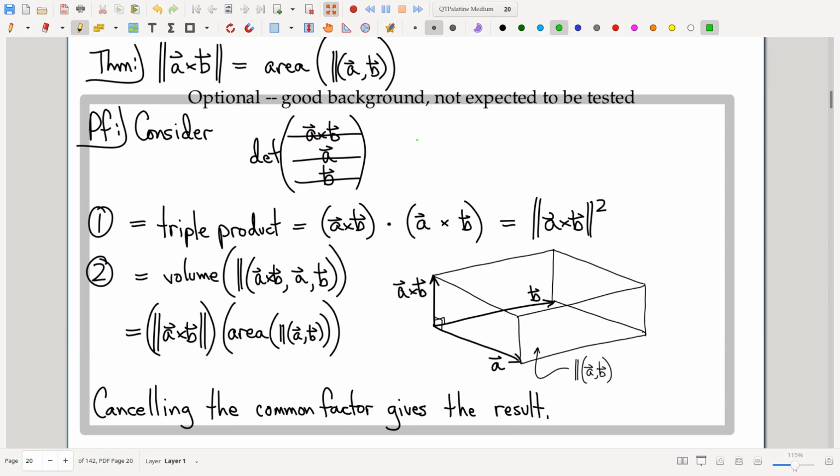proof. And this first move of considering this determinant comes out of nowhere. It's not something you should naturally have thought of yourself. It's just super duper clever. Okay. All right.